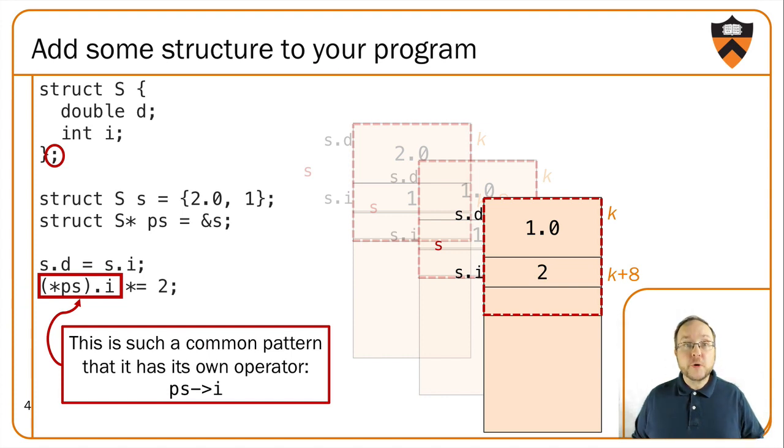But this is super common, so much so that there's actually a more idiomatic way built into the language. It's the arrow operator, which is absolutely identical to the dereference and dot pair. So the arrow says dereference this pointer and access this particular field. The arrow operator is going to be perhaps your most used operator outside of assignment and loop control. So get familiar with it, make it your friend.